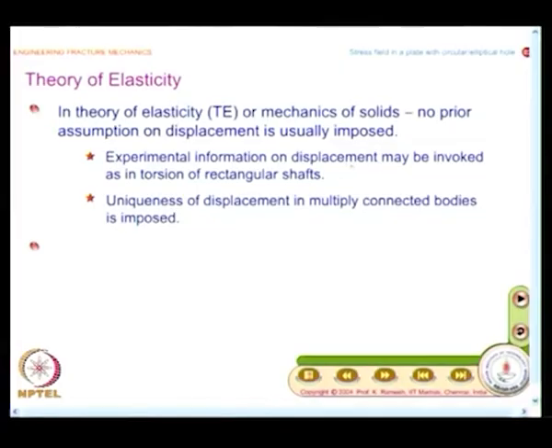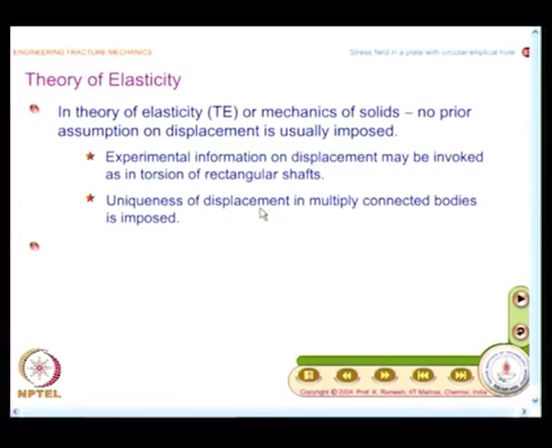In fact, when we look at solution of stress field for the case of mode 3, we would go through this displacement formulation. We would take this kind of an approach and evaluate the stress field. And once you come to multiply connected bodies, you have to invoke uniqueness of displacement.